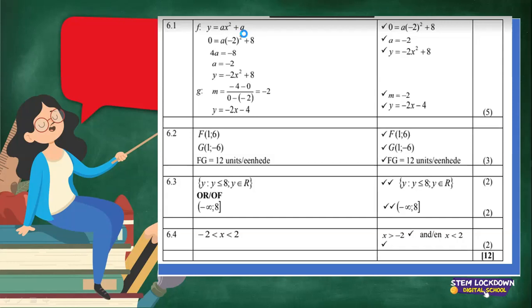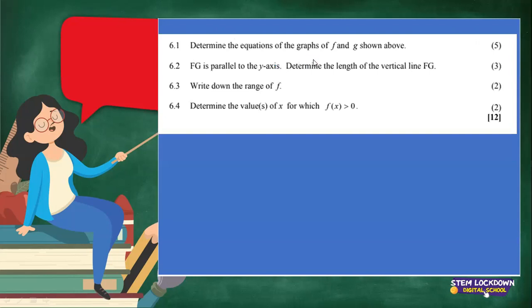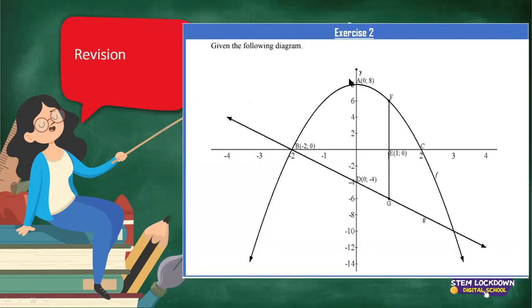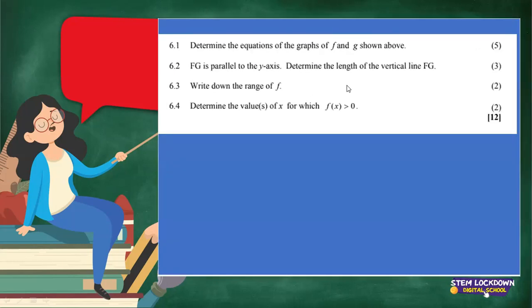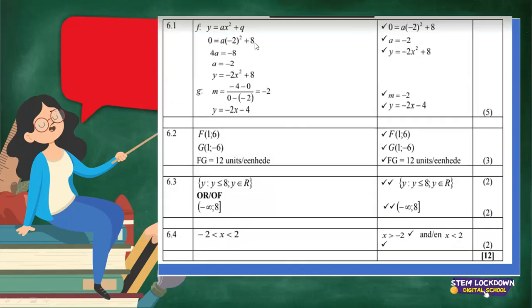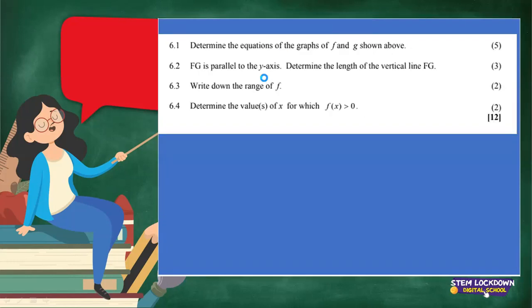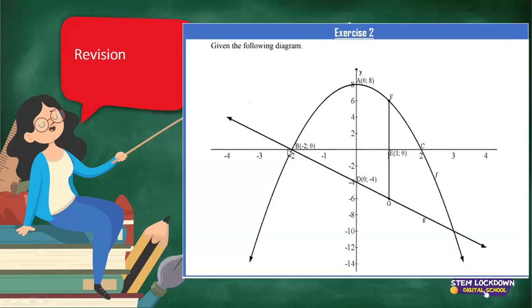So if you check the graph now, our y-intercept there is what? 8. Our y-intercept is 8. So you put in your 8 as your y-intercept, so we have y equals ax squared plus 8. And then use any coordinates along the graph to find your a. You can use this point along the graph, minus 2, 0, or 2, 0. You can use any of them to find the value of your a.